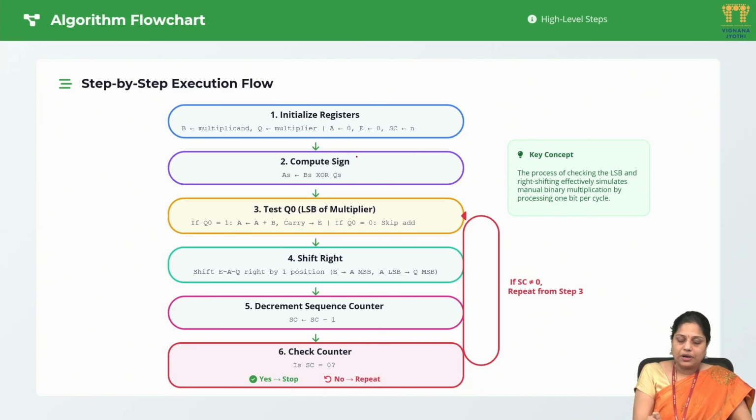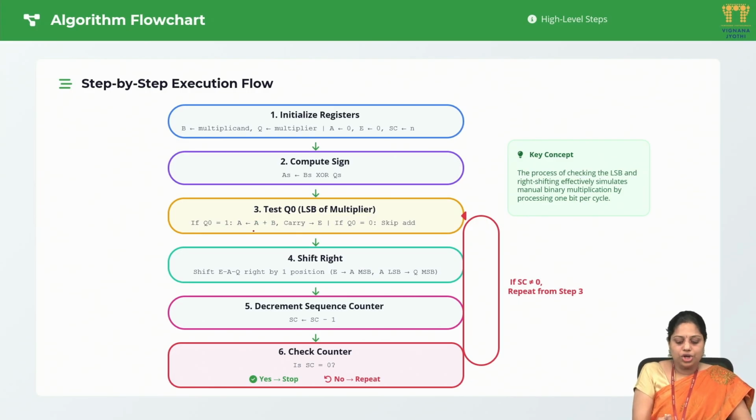The product sign is calculated by performing a simple XOR operation between the sign bits of your multiplicand and multiplier, which are BS XOR QS, and the result is stored into AS. After that, you are going to test the value of the LSB bit of the multiplier, which is Q0. If Q0 is equal to 1, you are going to perform shift and add.